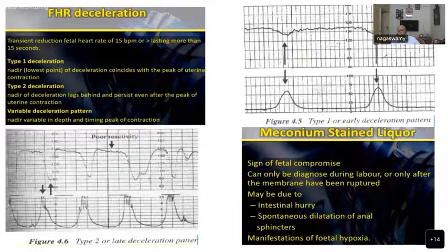I think there is another picture. So meconium stained liquor. In the variable deceleration, it doesn't correlate to both the duration and depth of contraction. So it keeps varying, either decreasing or increasing. It doesn't correlate exactly with the contraction. That is why it's called the variable deceleration. If there is a color change in the liquor, which is normally straw colored, if it becomes blackish or tar-like, that indicates that there is a meconium stain happening.